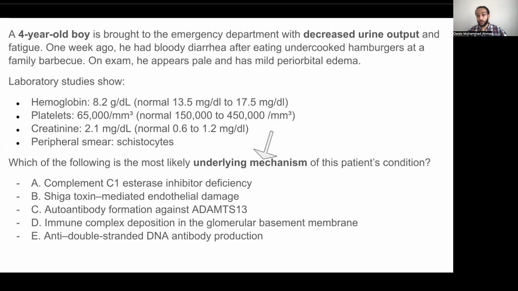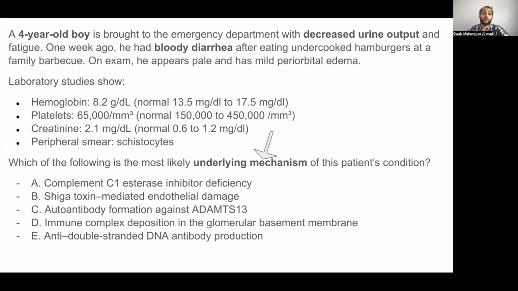Now, that's a very important prodrome that occurs before hemolytic uremic syndrome: bloody diarrhea, after eating undercooked hamburgers at a family barbecue. On examination, he looks pale and has mild periorbital edema. Now, let's come to the labs.